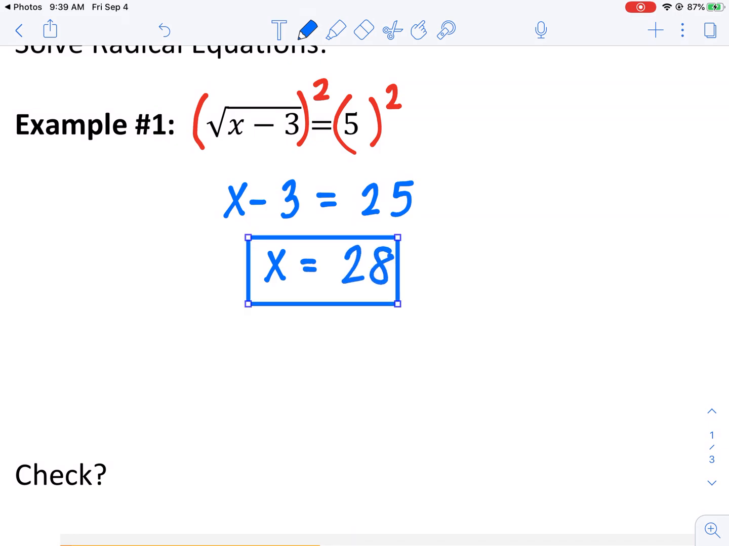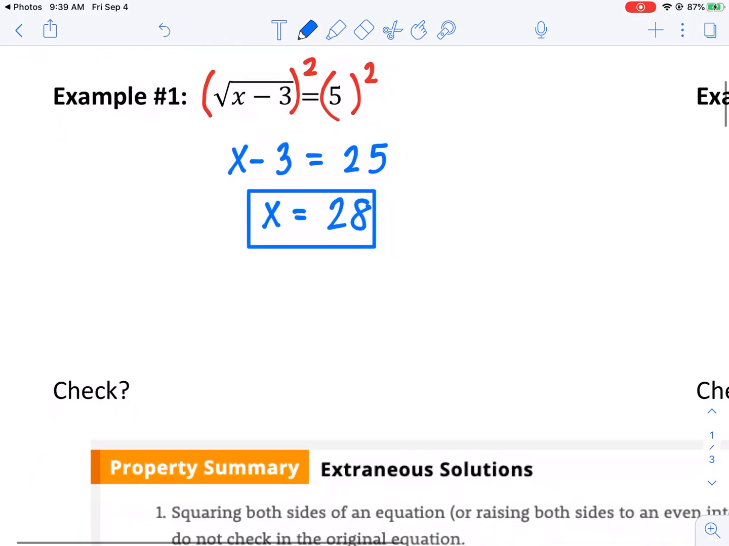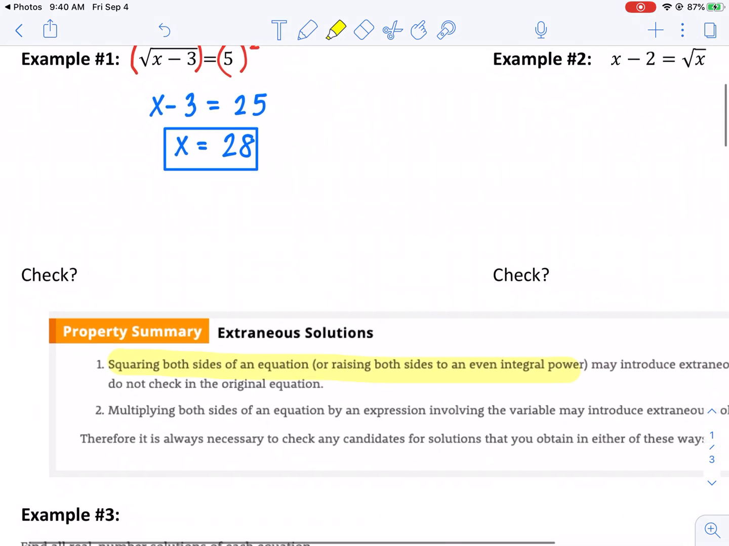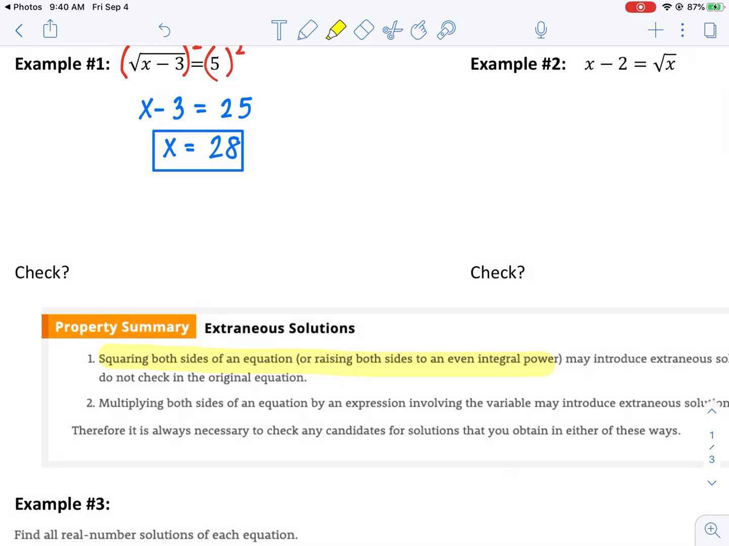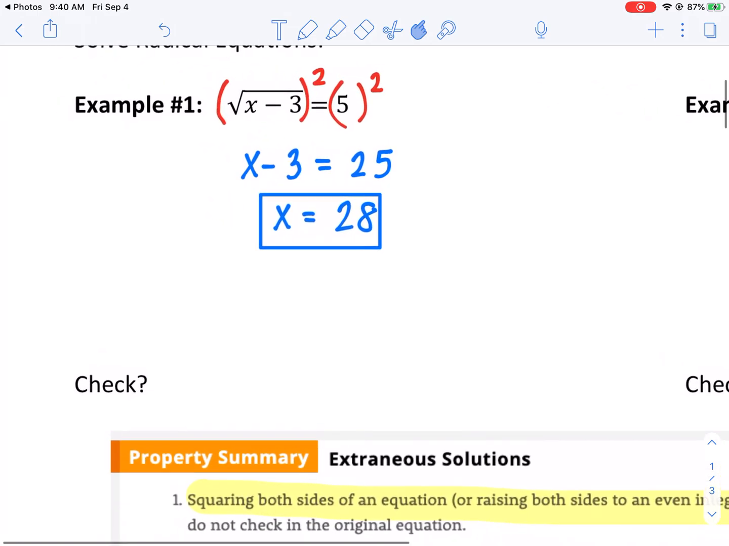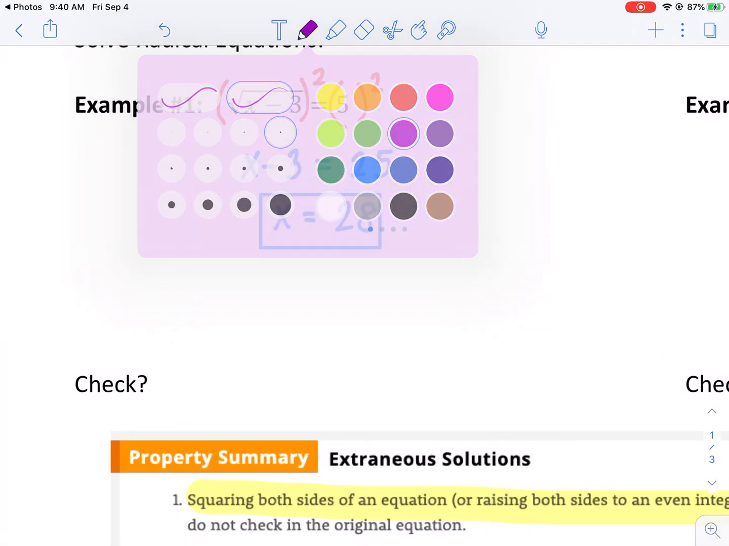Now, one thing we have to be aware of is that we need to check our answer because of what's known as extraneous solutions. I'll read the definition for you right here. Squaring both sides of an equation or raising both sides to an even integral power may introduce extraneous solutions. So we need to check in the original equation. It doesn't take that many steps, so make sure you do take the time to check your answers.